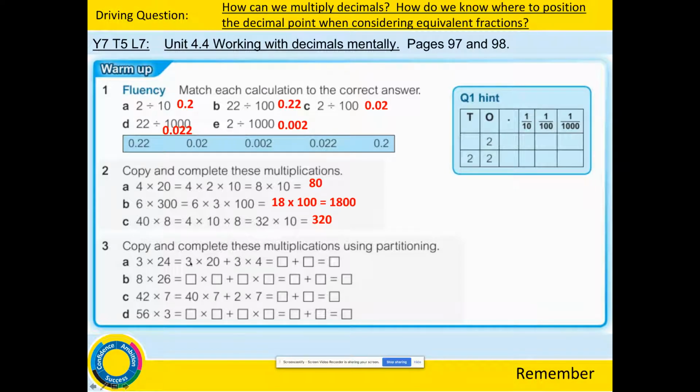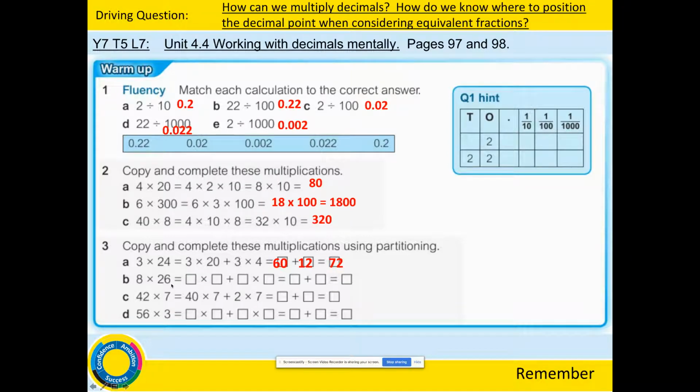As above, on question 2, we can do this as 3 times 2 is 6. Make it 10 times bigger, so it'd be 60. Add 3 times 4 is 12. Add those together, we've got 72.